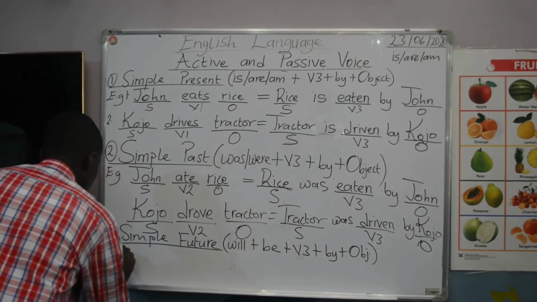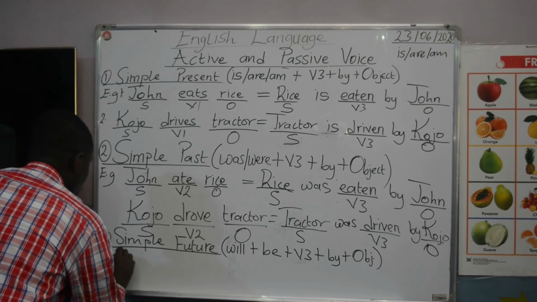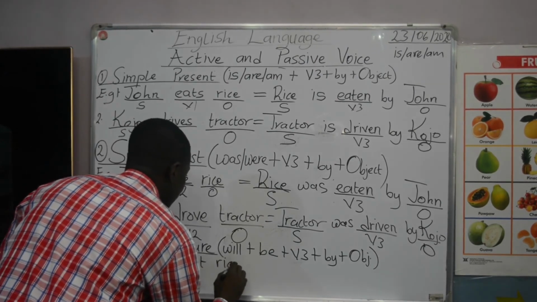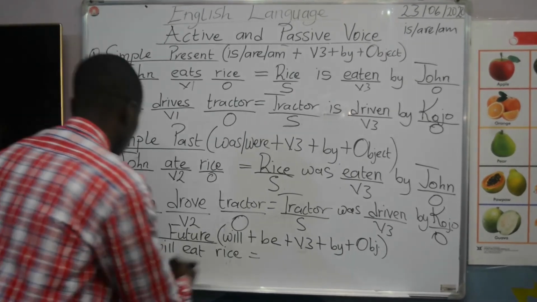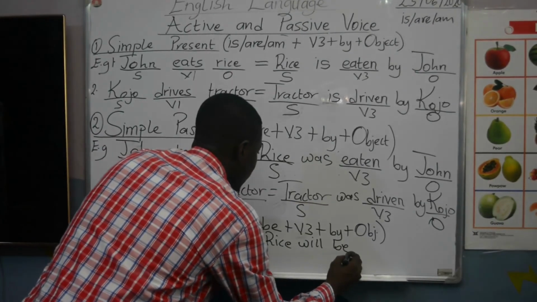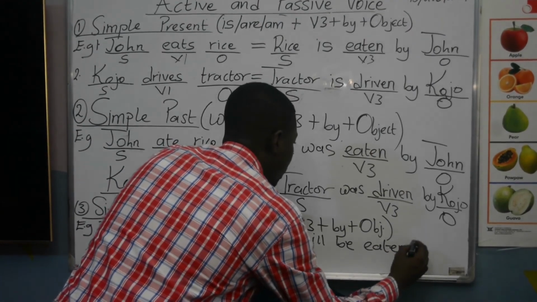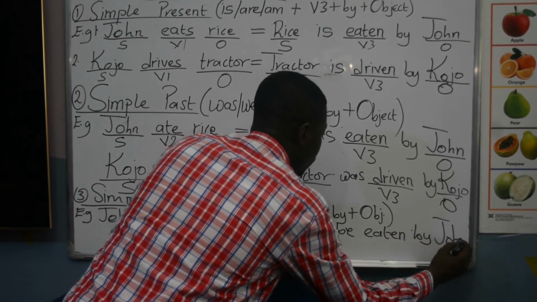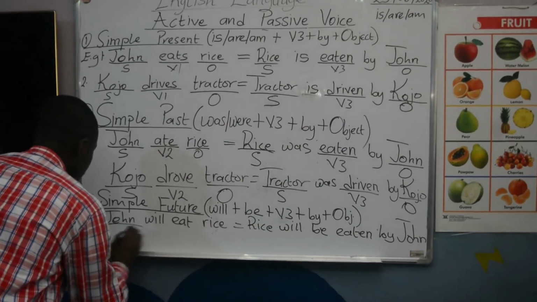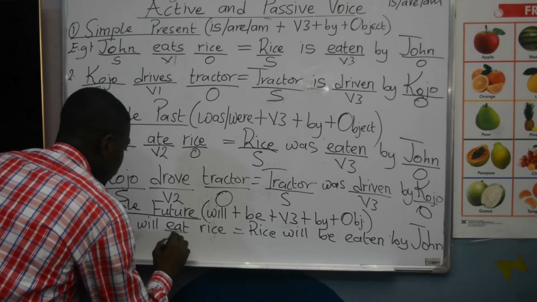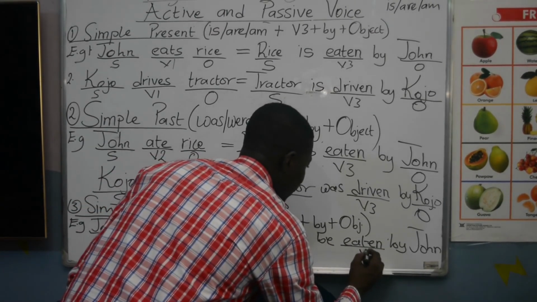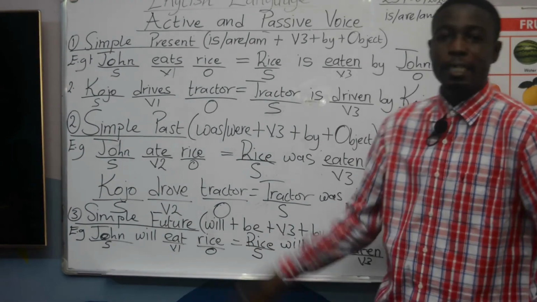So straight away, let's take an example. So, the first example, John will eat rice. So when we are changing it to the passive, straight away, rice will be eaten by John. Rice will be eaten by John. So here John was subject, V1, object. Here rice becomes subject, V3, and then object. I believe you understand all these.